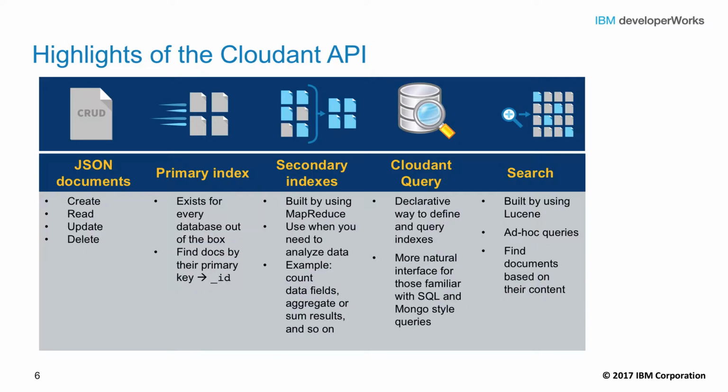The Cloudant API can be divided into 5 areas. Traditional Create, Read, Update, Delete, or CRUD, for managing the lifecycle of documents. The primary index, which allows you to find documents by their primary key. Secondary indexes, which return a subset of data and/or provide aggregation. Cloudant Query, which is a declarative way to define and query indexes. And General Search, an enhanced search system based on Lucene for searching documents containing search keys.